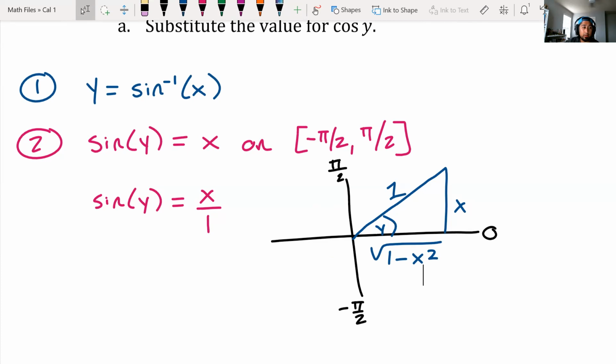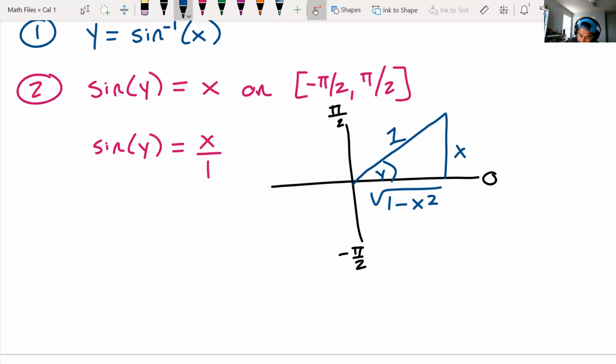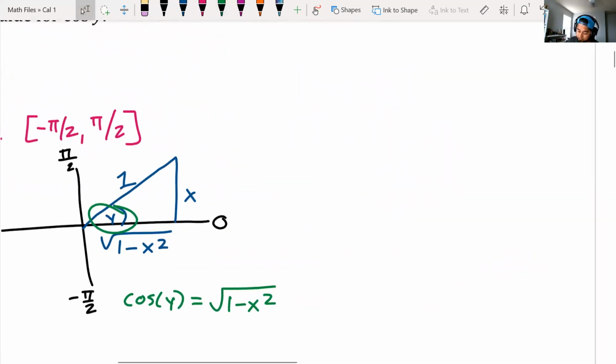Okay. The next thing we're going to do is solve for the cosine of angle y. And this will come in later, don't worry. So go ahead and find the cosine of angle y. So cosine of this angle of y will put adjacent over hypotenuse. So this means that cosine of y gives me the square root of 1 minus x squared. Okay, so now we have the cosine of y. The next thing we're going to do is take the implicit derivative of sine of y equals x, and we're going to solve it for y prime. So that's going to be step 3.